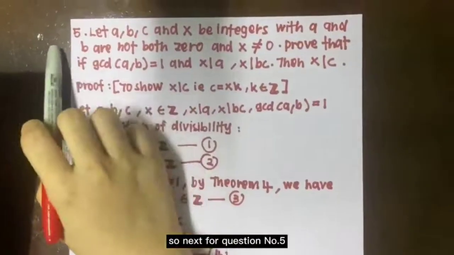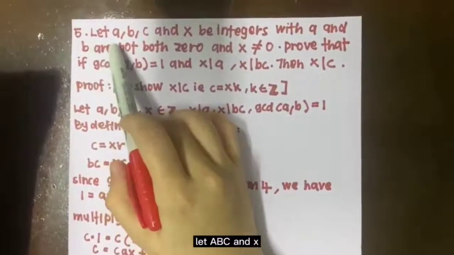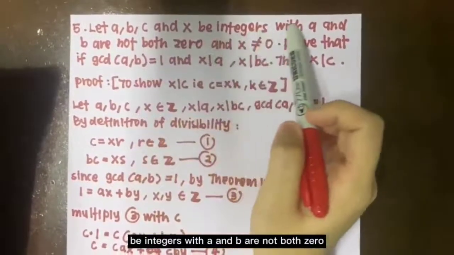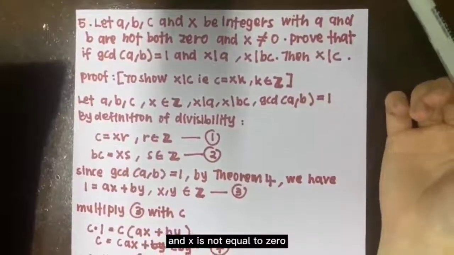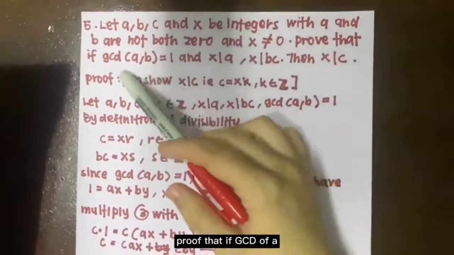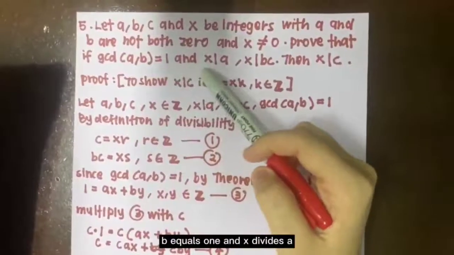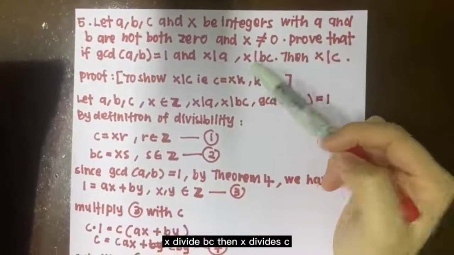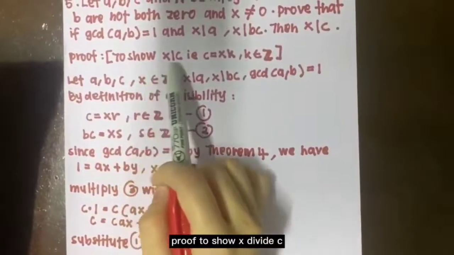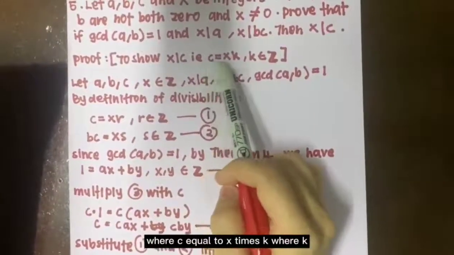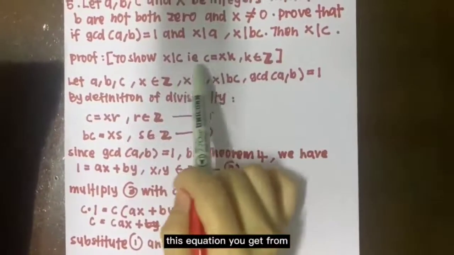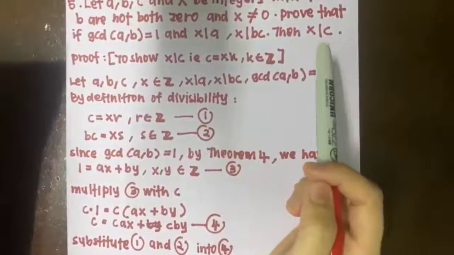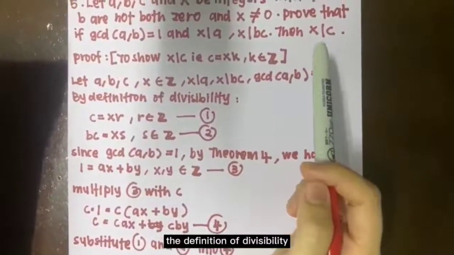Next, for question number 5, let A, B, C, and X be integers with A and B not both 0 and X not equal to 0. Prove that if GCD of A, B equal to 1 and X divides A, X divides BC, then X divides C. To show X divides C, we need C equal to X times K, where K is an element of integers. This equation we get from the definition of divisibility.